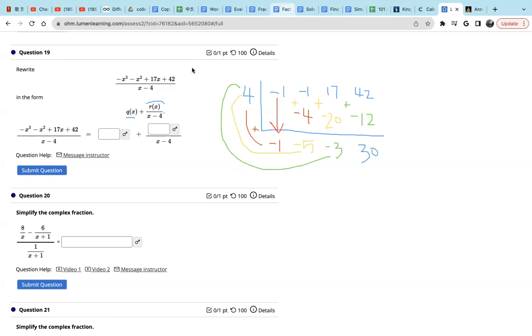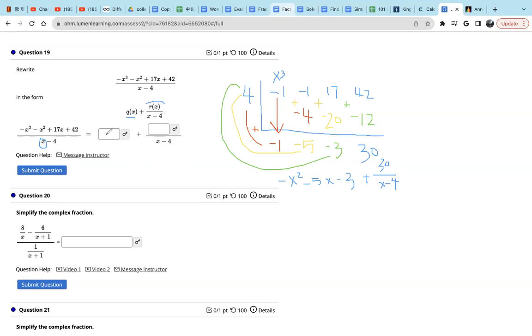So that means my quotient is negative, because this is a negative x cubed. So this one started with x cubed, and my quotient is always 1 degree lower because the divisor has x. So this is negative x squared minus 5x minus 3, plus 30 over the divisor, x minus 4. So this indicates 30 is the remainder.